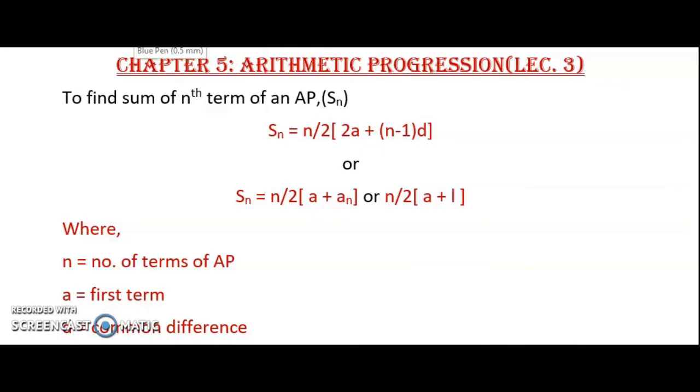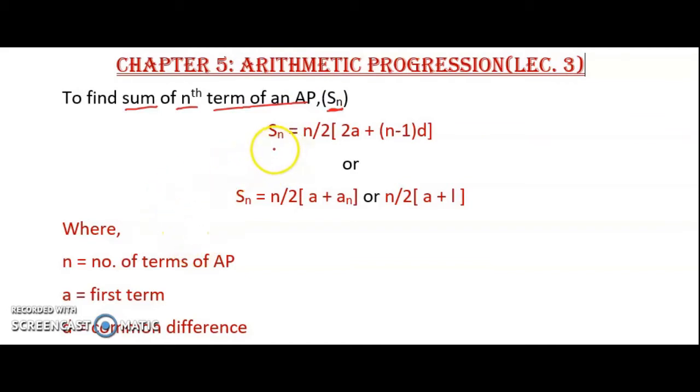Hello dear students, welcome to the third lecture of arithmetic progression. In this lecture, we will study the formula to find out the sum of n terms of an arithmetic progression, represented by Sn, the sum of n terms of an AP.